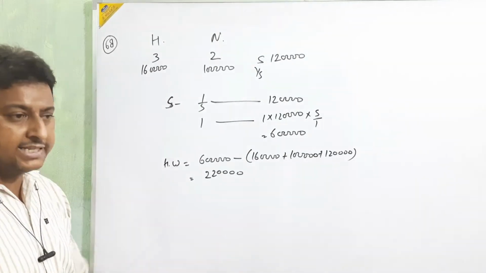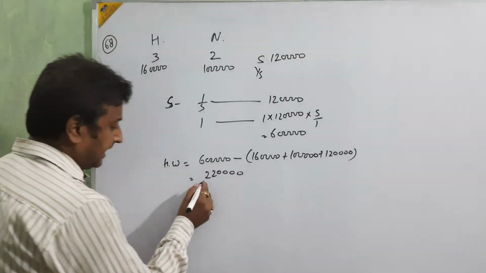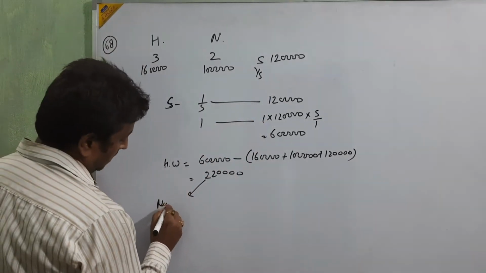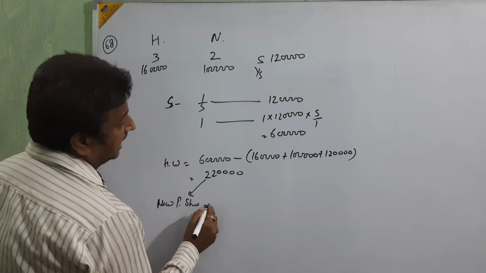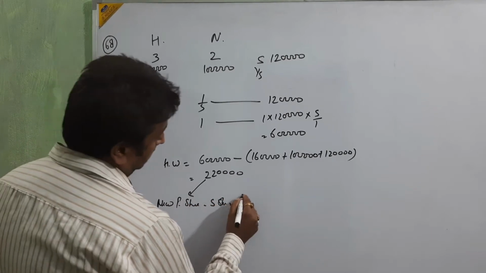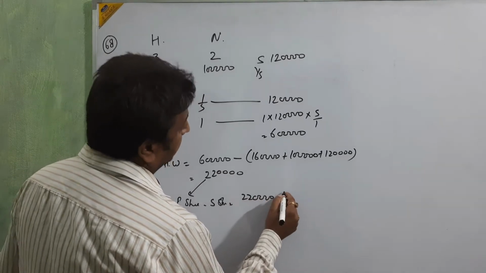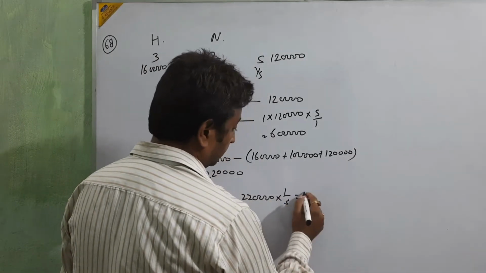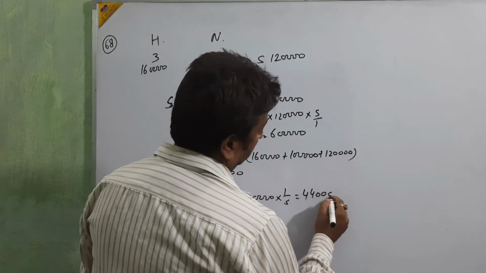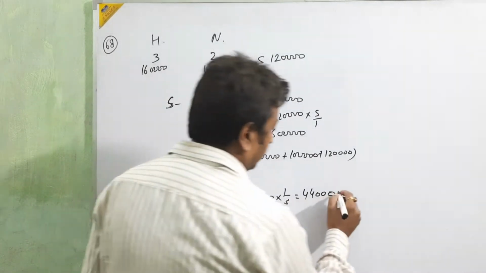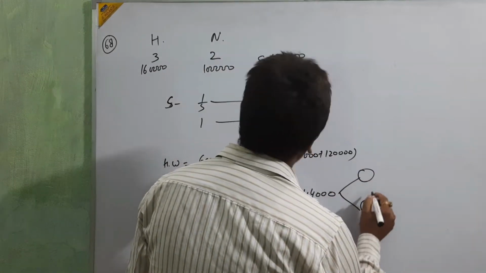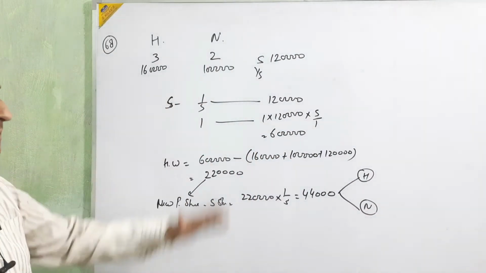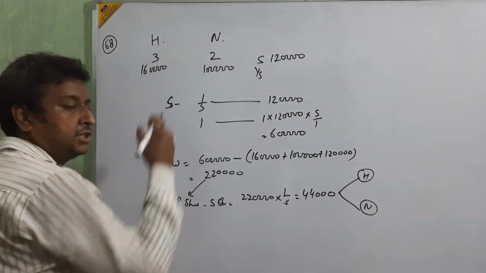Clear? How to calculate the hidden goodwill is clear. Now we take the share of the new partner. The new partner's share, S's share, is 2,20,000 into 1/5, which is 44,000. Now this goodwill is distributed among the old partners, H and N, in their sacrificing ratio. No special ratio is given, so we directly use the old ratio.